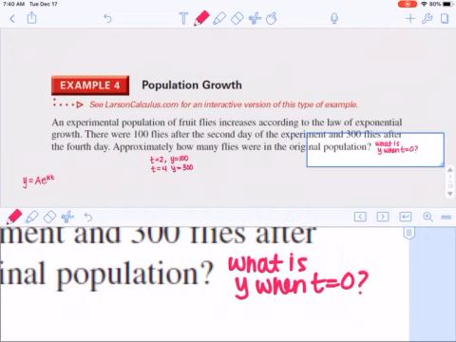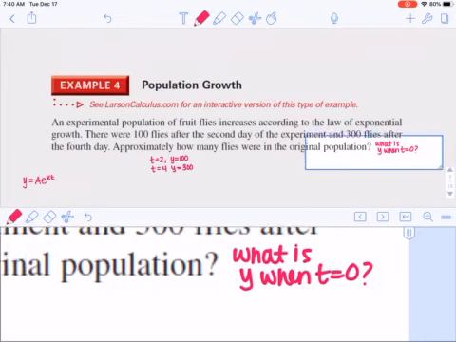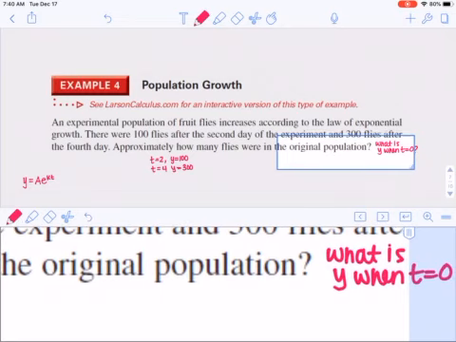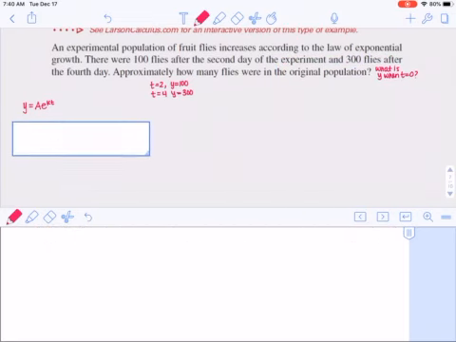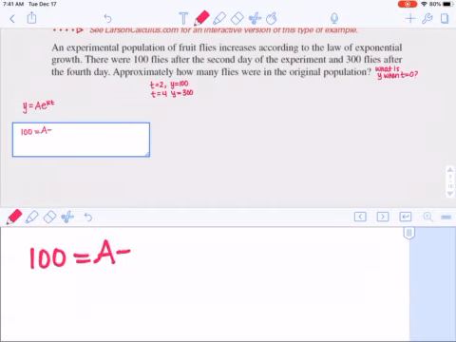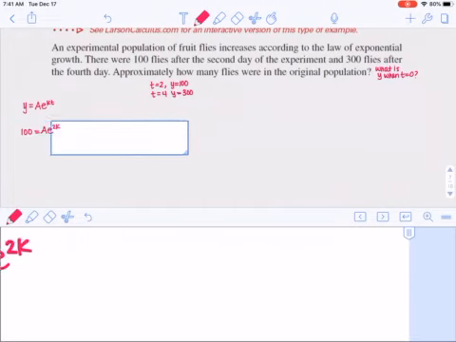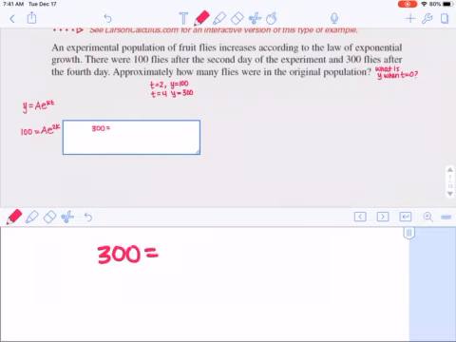This is a little different because we're not going to be able to solve for a, where a means the original population, because that's the question I'm asking. So we're going to look at a couple different strategies. Strategy 1 is to go ahead and basically write a system of equations. Okay, so I'm going to go ahead and plug in what I know. So 100 equals a e to the 2k. That's one of the equations I know from that first ordered pair of information. And the other one I know is 300 equals a e to the 4k.